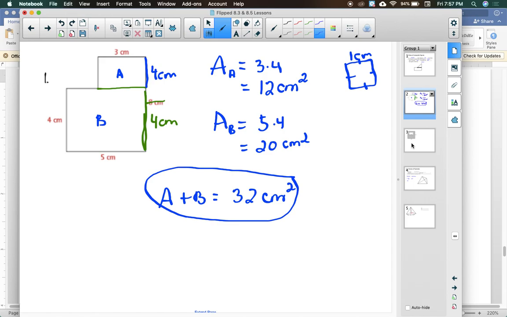All right, don't stop watching yet. I have one more to show you. There's a totally different example on the next screen.